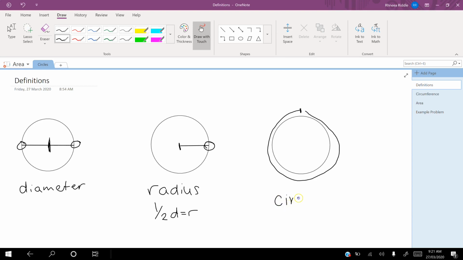The last important definition we're going to go over today is the circumference of the circle. The circumference is basically just like the perimeter of a shape, but specific to the circle. So a circle's circumference is its perimeter and how long around it is. So to find the circumference, we usually look at the formula C equals pi times the diameter.